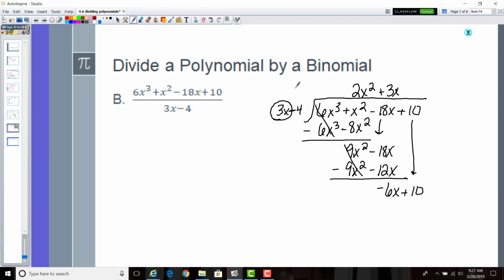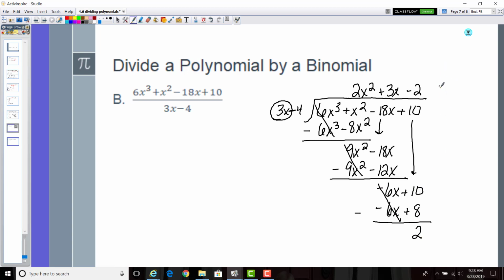Okay, and repeat again. 3x times what gives us negative 6x? That would be negative 2. Negative 2 times positive 3x is negative 6x. Negative 2 times negative 4 is positive 8. And we will subtract those two terms. Negative 6x minus negative 6x is 0, and 10 minus 8 is 2.